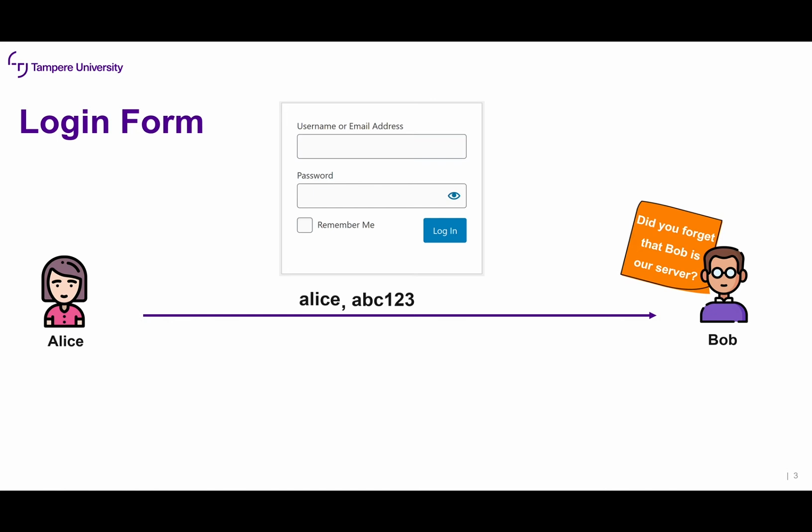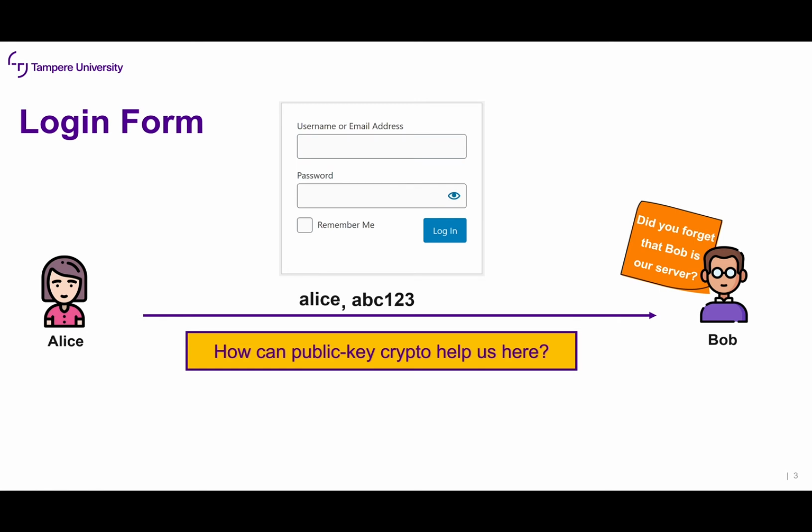Now we said that if we assume that we have Eve in the middle, over here in the communication between Alice and Bob, she can basically see the username and password of Alice. We don't care about the username that much because it's anyhow public information. But anyway, if Eve also has access to the password, then Eve can impersonate Alice. Now, in the previous video, we described how public key cryptography works. So the question here is, can we use public key crypto to help us solve this problem, basically to protect Alice's password?